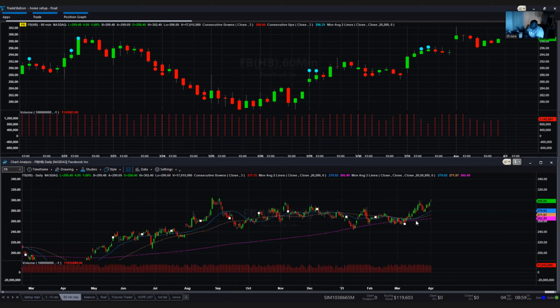It was chilling out, but it's ready. The ideal buy would have been right here when all the three lines got together. That would have been the ideal buy point when it dipped back the other day, like 2 or 3 weeks ago. Also, when it dipped back here, that was the ideal buy point. Like, close your eyes and just buy this.